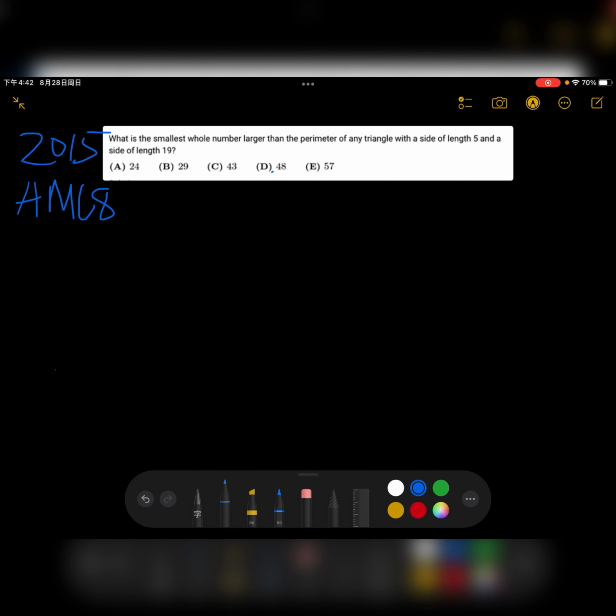This is problem 8. The number got cut off. What is the smallest whole number larger than the perimeter of any triangle with a side length of 5 and a side length of 19? So relationships between the side lengths of a triangle, let's name our missing side S. S cannot be larger than 5 plus 19, which is 24. So the largest value S can be is 23.